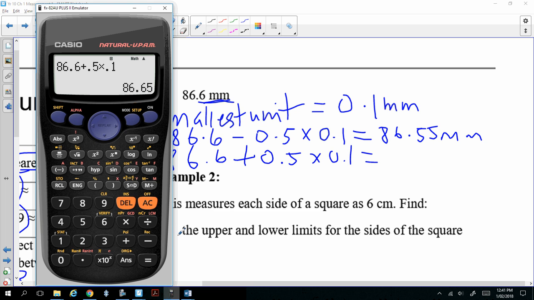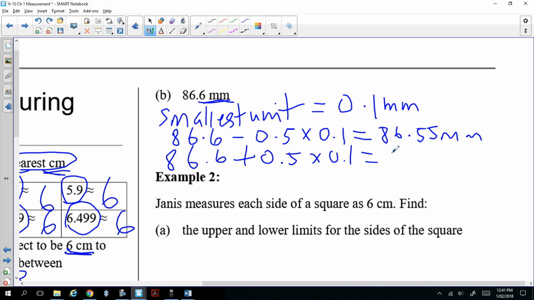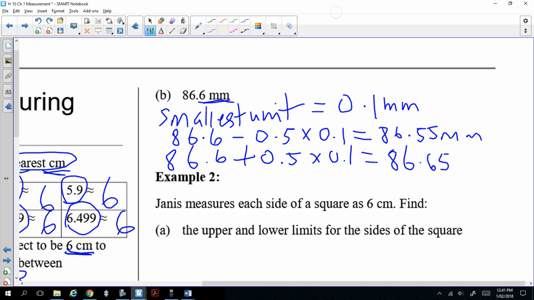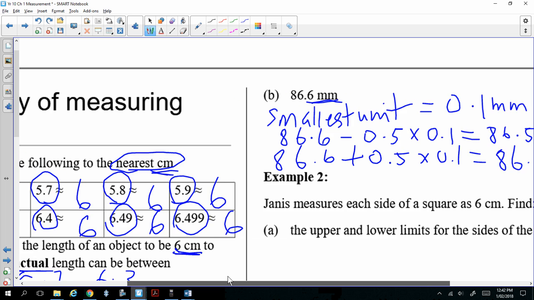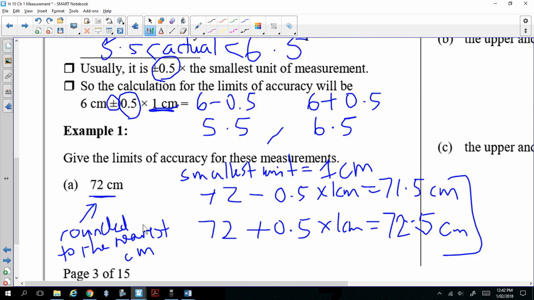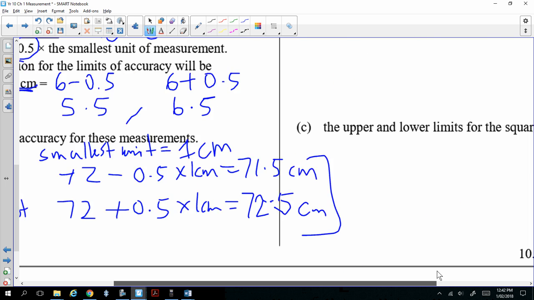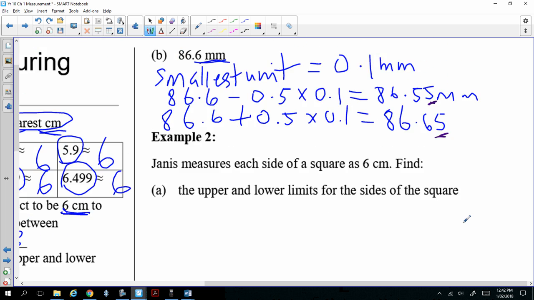So in general, if you see the two examples, when you get the limit of accuracy, it's almost like adding an extra digit, putting a 5 there. It jumps between 86.55 and 86.65, same as the other one, which jumps between 71.5 and 72.5. So you can see the pattern. All right, now we know how to calculate the limit of accuracy.